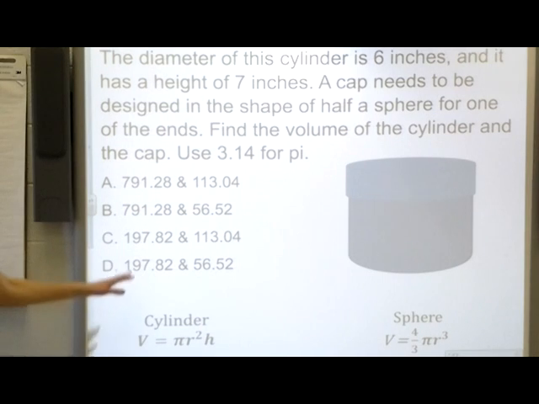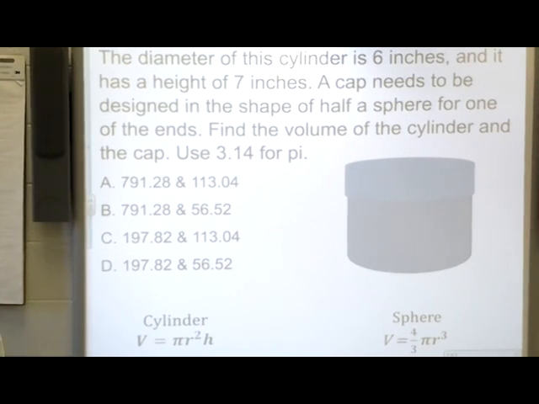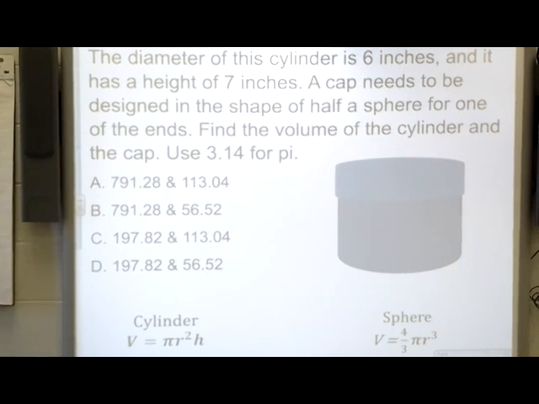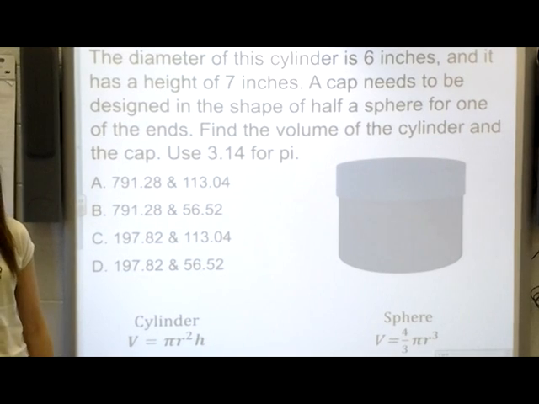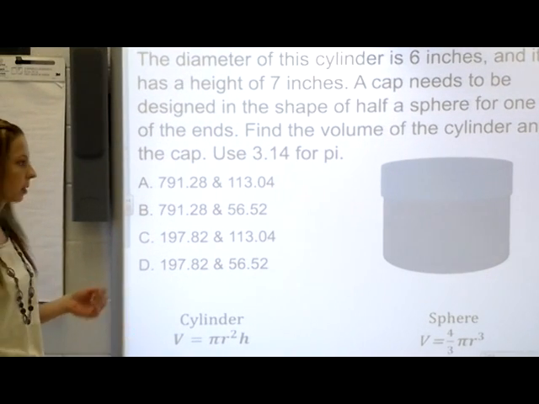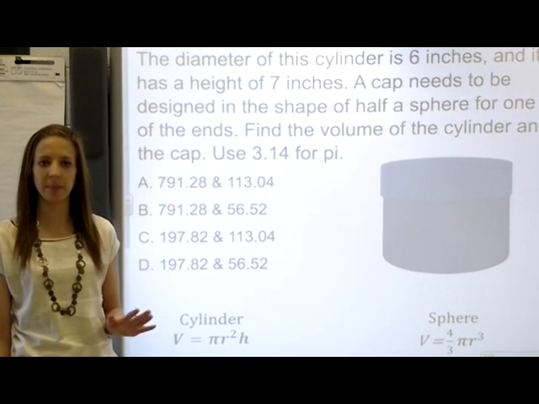The question here states the diameter of this cylinder is 6 inches and it has a height of 7 inches. A cap needs to be designed in the shape of half a sphere for one of the ends. Find the volume of the cylinder and the cap. Use 3.14 for pi. This question may seem a little bit wordy or a little bit difficult, but it's really not that bad at all.